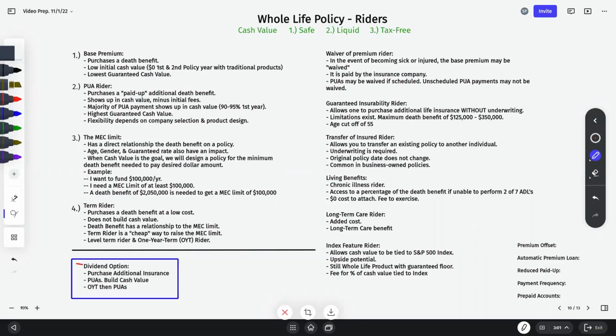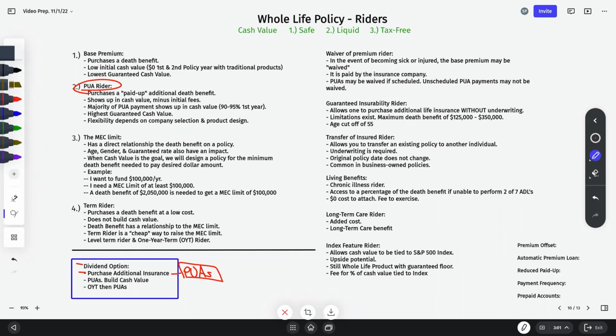I've got 3 bullet points, but the first option is paid up additions. So you'll see this referred to as PUAs, which is very similar to your PUA rider, where you can add money into PUA payments, which accelerate the cash value growth, also purchases you more death benefit. But you can elect for the dividend option to be PUAs.